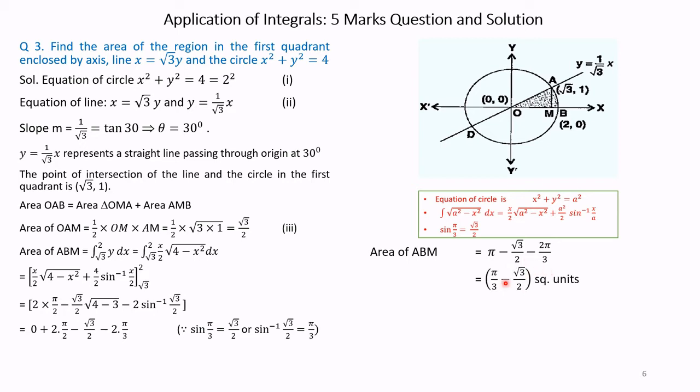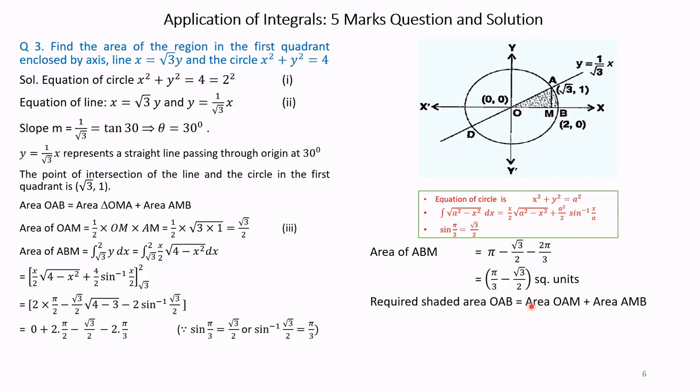Therefore, that is equal to pi by 3. So if you subtract 2 pi by 3 from pi, that is 2/3, you will get 1/3. So the answer is pi by 3 minus root 3 by 2 square unit. That is the answer. We will take the next question.